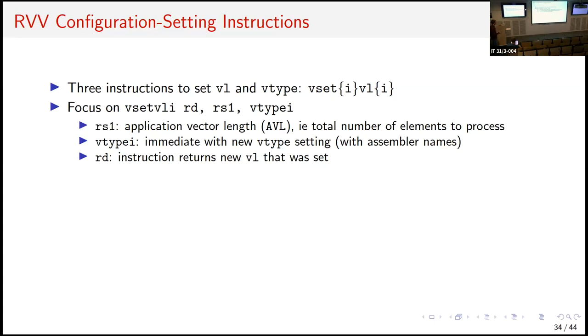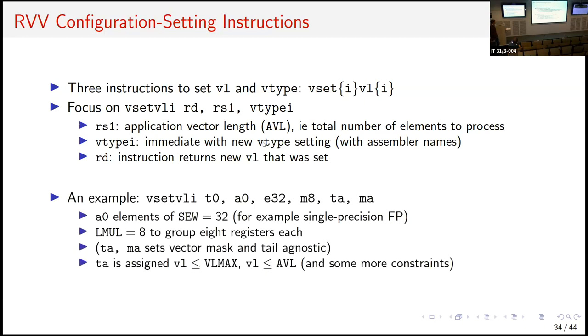There are 3 instructions for configuration. We'll just take a look at one. As one of the source registers, we have the so-called application vector length, which is the number of elements that the application has left to process. And then we have the V type, the vector type, basically what I had in the previous slide: the element width and the multiplication factor. Then you execute this instruction, and what the processor gives you back in the destination register is the new value of the vector length register, according to some constraints and according to the application vector length that you asked for. So just a short example.